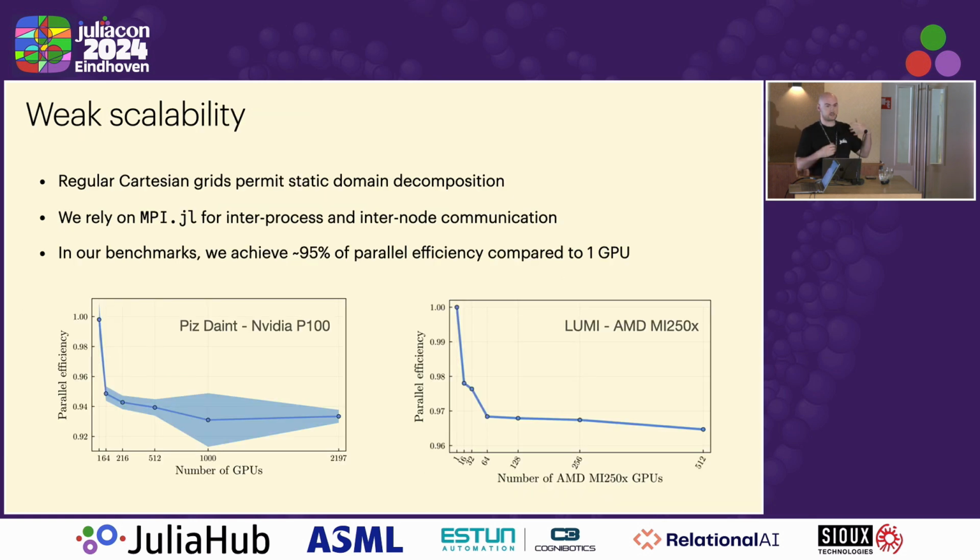The next thing, besides single GPU performance, is weak scalability: how well we perform compared to just having things on one GPU. We decompose the domain statically and use MPI for communication between processes, and we achieve about 95% parallel efficiency compared to one GPU. The left panel is on NVIDIA GPUs, and the right panel is on Lumi, up to 512 nodes, and there we reach 96% efficiency.